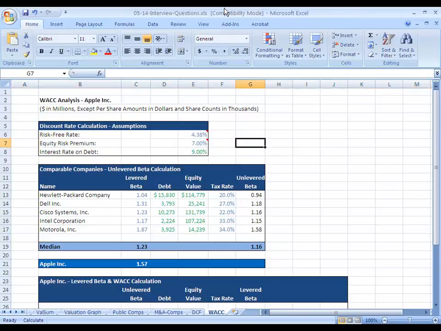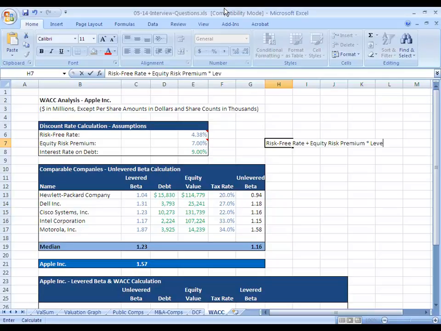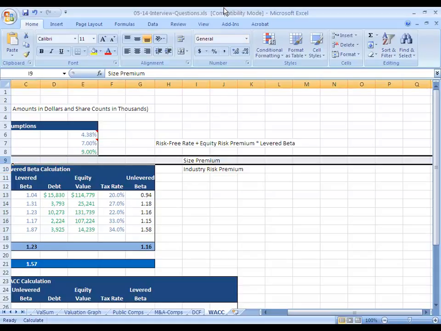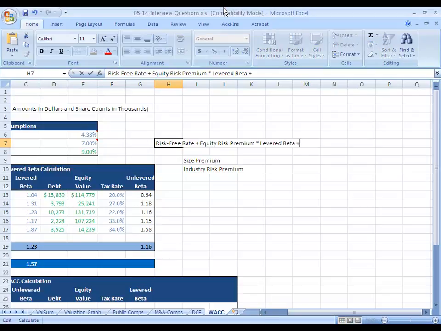Another question you can get here is in the cost of equity formula, is there anything additional you could add? So we know that it's the risk-free rate plus equity risk premium times levered beta, but is there anything else that you could add to this formula? And the answer is yes. Two common additions you can make are the size premium and then the industry risk premium. So the size premium, all else being equal, smaller companies are going to be more risky than larger companies and they'll have a higher expected rate of return. So you might add a small size premium to this formula to take that into account.